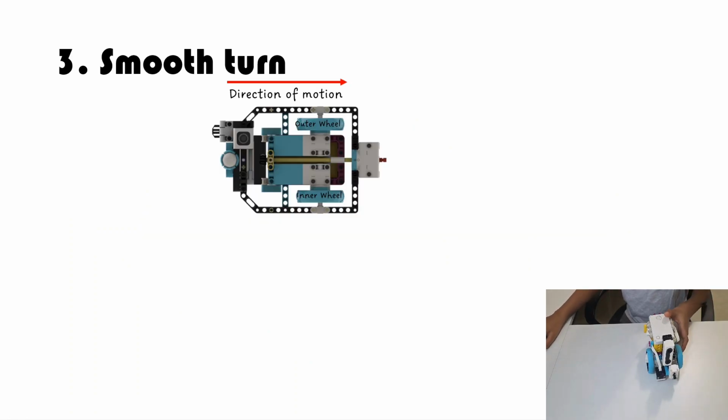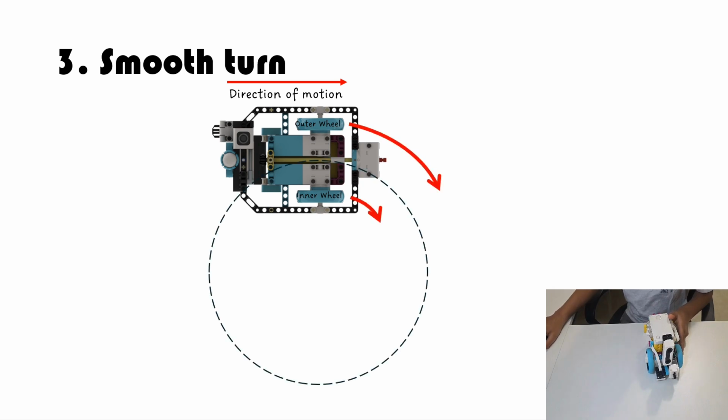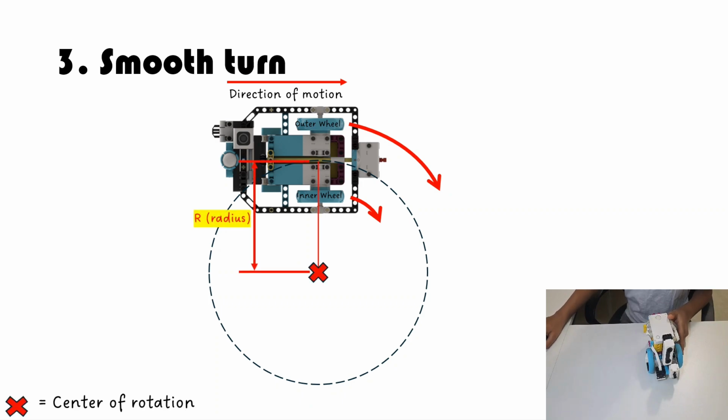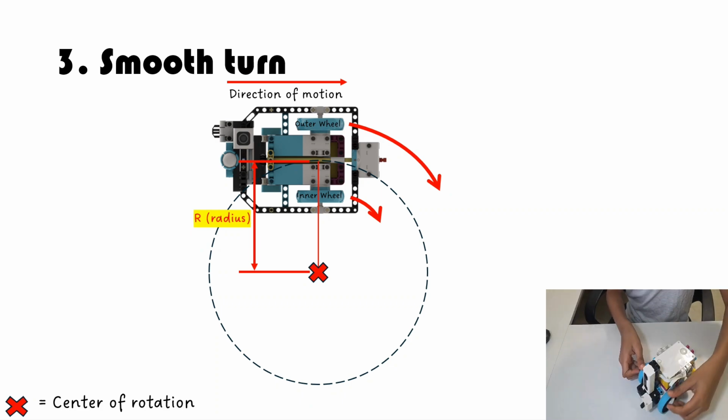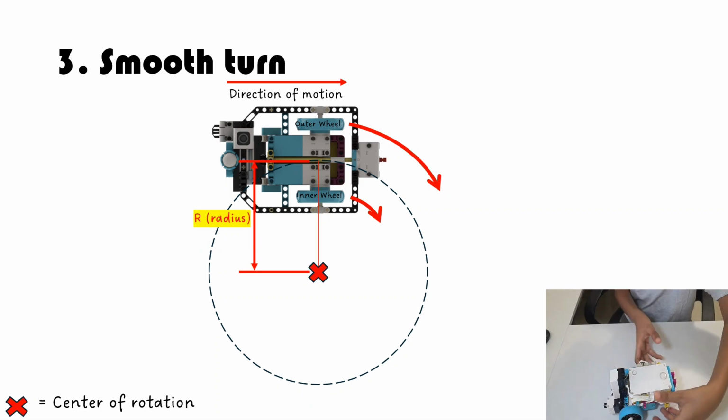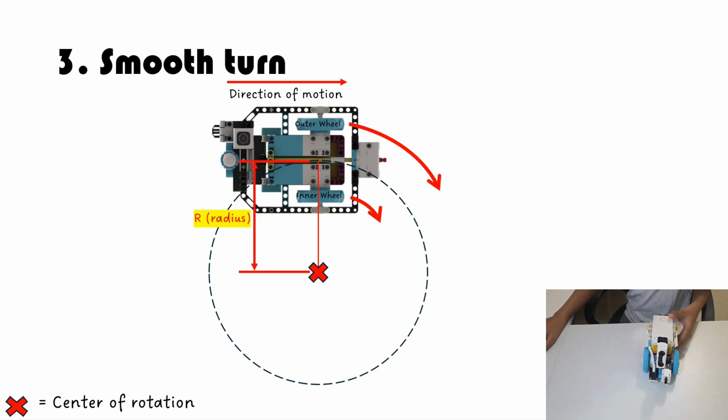The smooth turn is when the inner wheel rotates in the same direction as the outer wheel, but slower. This causes the robot to turn and the center of rotation to be outside the robot. The radius here is between the blue beam and the center of rotation. This is a smooth turn. This is the outer wheel, this is the inner wheel. That is a smooth turn.